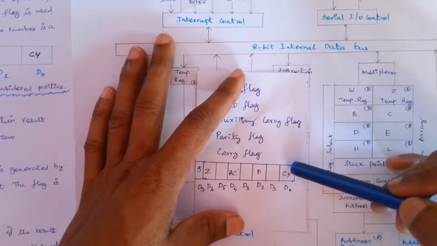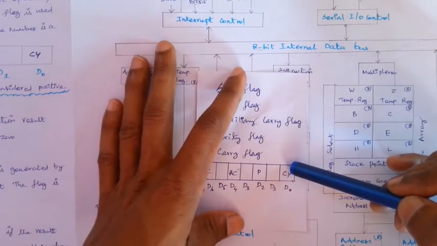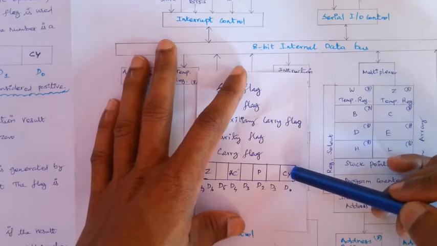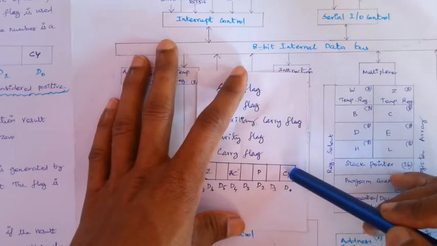The last one is carry flag. If an arithmetic operation results in a carry, the carry flag is set. Otherwise, it is reset. The carry flag is also used for subtraction as the borrow flag.